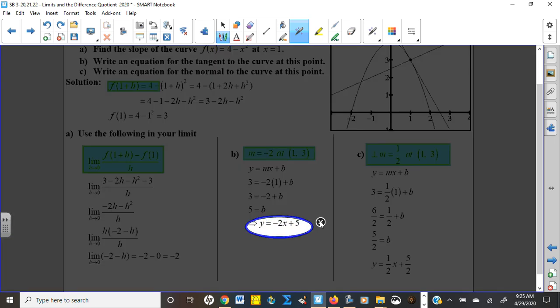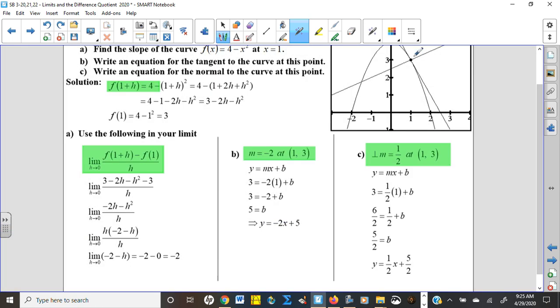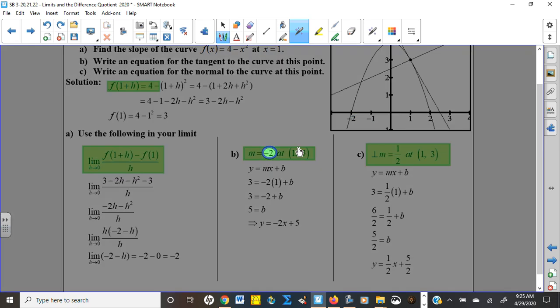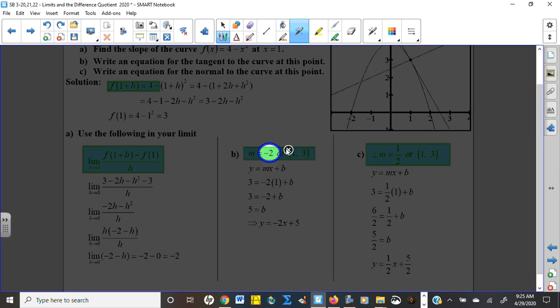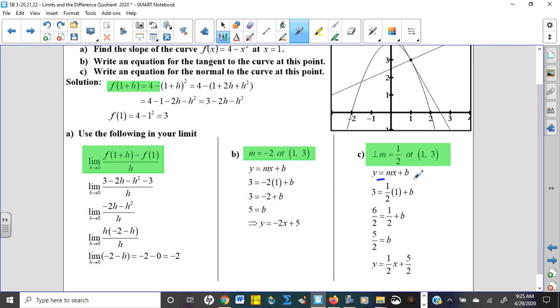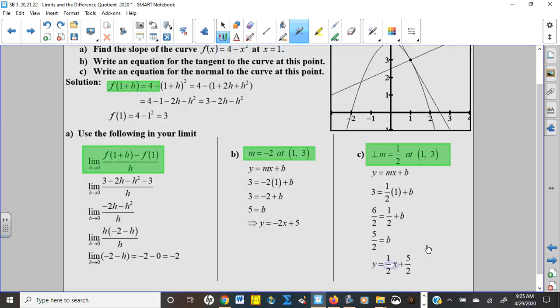The normal line, we're going to use the same point because the normal line goes through the point of tangency. So I use the same exact point, but I have to take the opposite reciprocal or negative reciprocal of negative 2, which is positive 1/2. And then I just go through the process again. This time I get a b value of 5/2 or 2.5. And there you go. Okay.